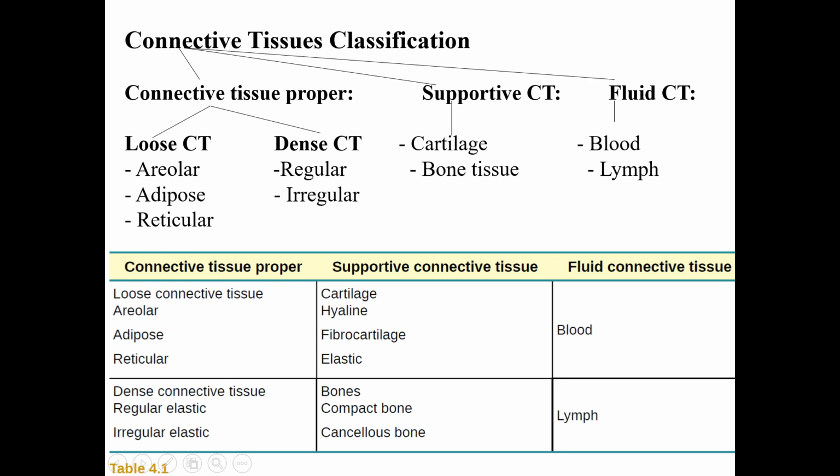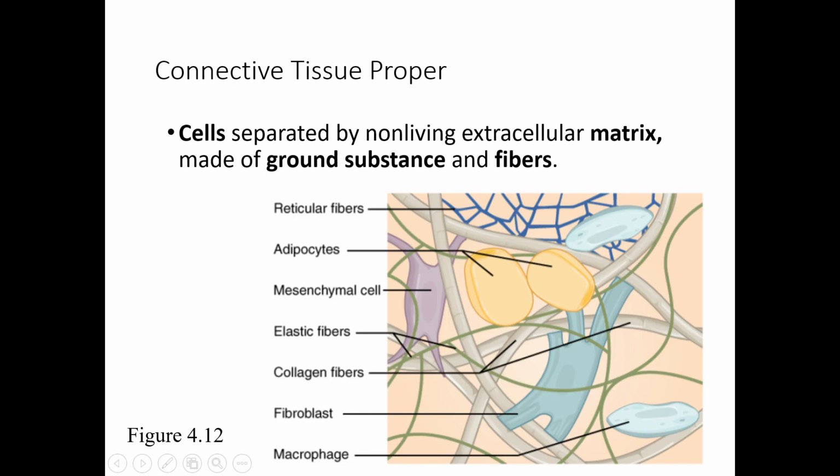Loose connective tissue, we have three types of them: irregular, adipose, and reticular. And dense, two types: regular and irregular. So you're supposed to know this classification and all those types of tissues. And the same classification you can find in table 4.1 in your book. We are starting from connective tissue proper.